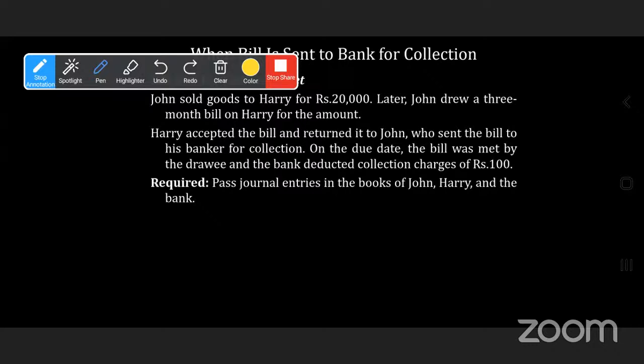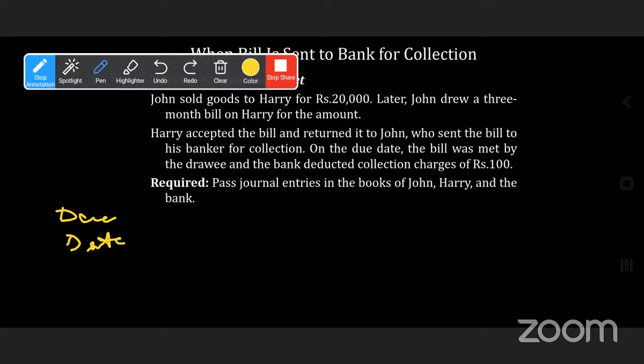The other one is when the bill is drawn and accepted. John account debit to bills payable account. Yes, John account debit to bills payable account. Okay. Now on the due date, the bill was met. So you have to mention in the date column as due date.